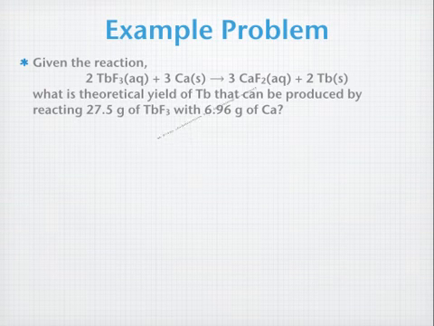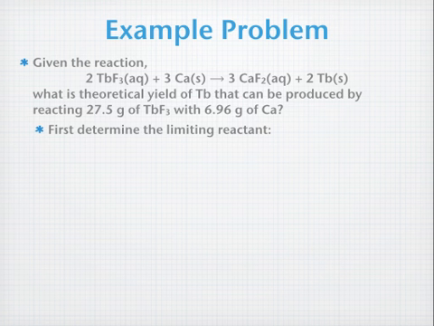So for example, here's a new reaction. I'm going to make you go through all the steps. We're going to go through all the steps. So we're given terbium-3 fluoride, that's an unusual compound, and calcium. And this is a single replacement reaction. I hope you recognize that. So we want to know what's the theoretical yield of the terbium that can be produced.